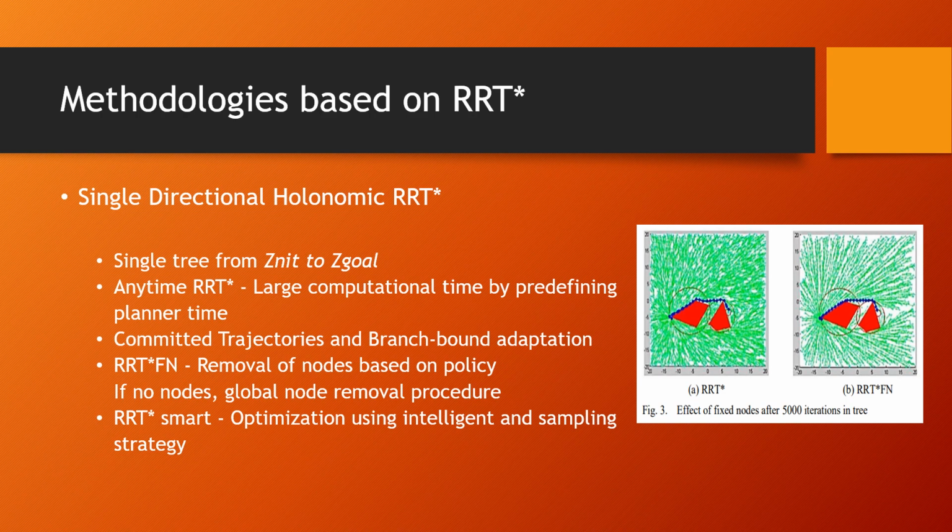In the anytime variant of RRT star, the idea is to deal with the large computation time by executing the planner for a predefined planning time. Once an initial path is obtained, the rest of the time is used to improve the initial solution.